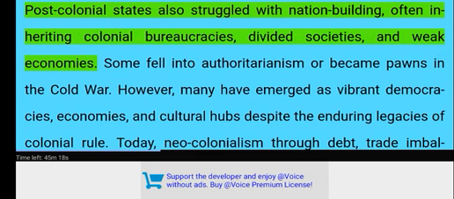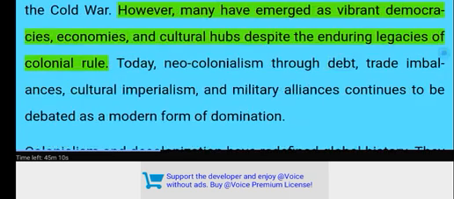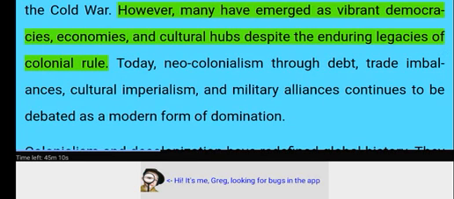Post-colonial states also struggled with nation-building, often inheriting colonial bureaucracies, divided societies, and weak economies. Some fell into authoritarianism or became pawns in the Cold War. However, many have emerged as vibrant democracies, economies, and cultural hubs despite the enduring legacies of colonial rule.